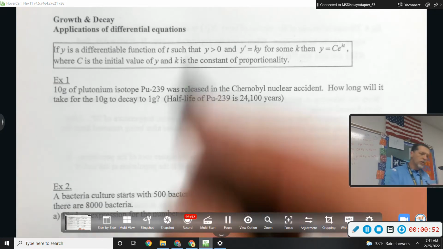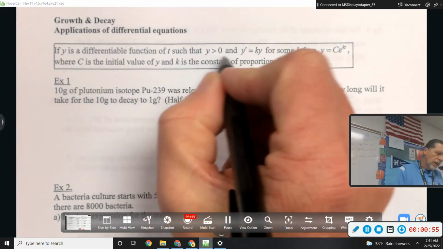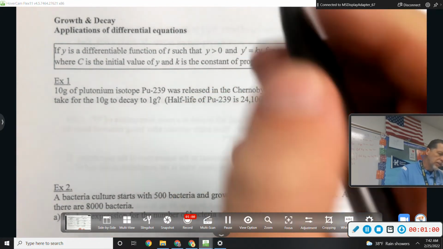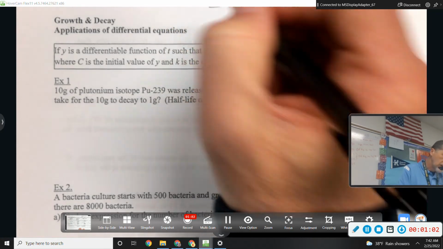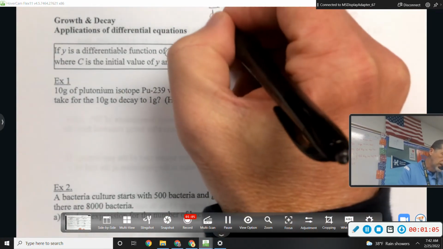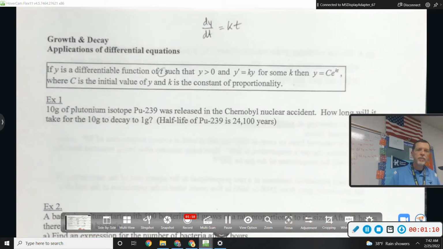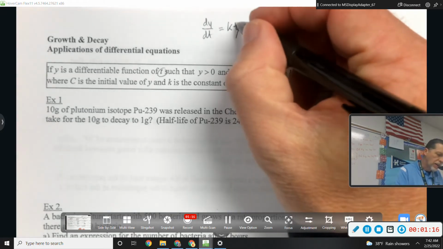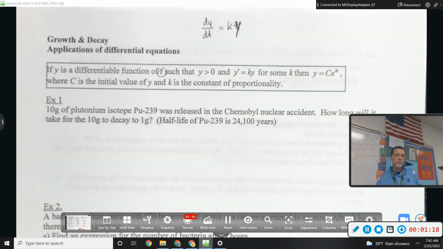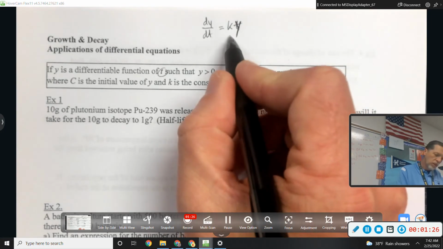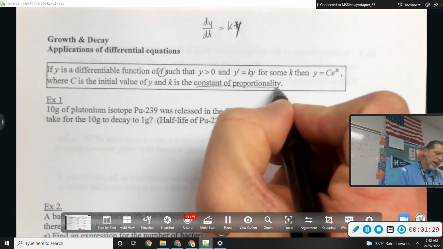All right, if y is a differentiable function of t such that y is greater than 0 and y prime equals ky, let's rewrite that as, we're doing t, so dy/dt equals kt. dy/dt equals, whoops, not kt, but ky, sorry. So that's proportional. K is the constant of proportionality.